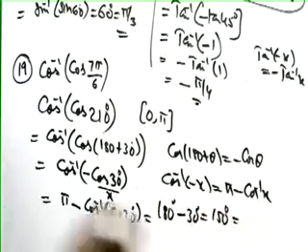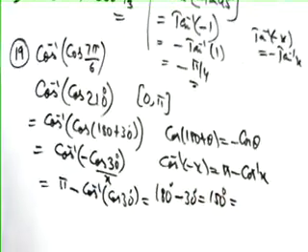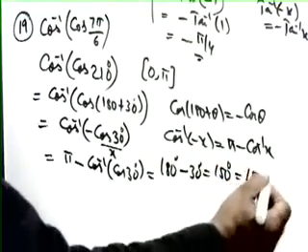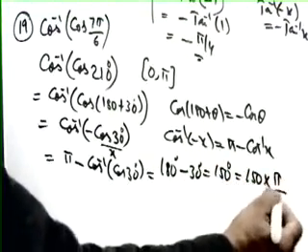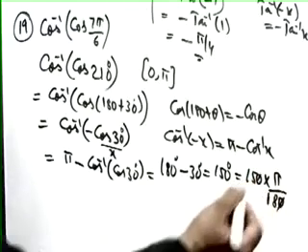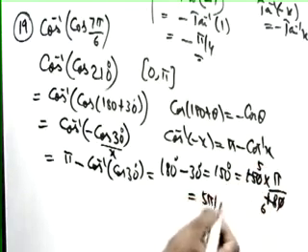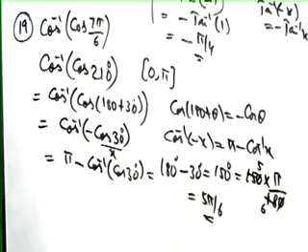This is 150 degrees. Lastly, we change into radians again. Whenever we have to change into radians, we have to multiply by pi by 180. So the zeros cancel, 30 into 5 is 150, 30 into 6 is 180. So what is left here? 5 pi by 6.